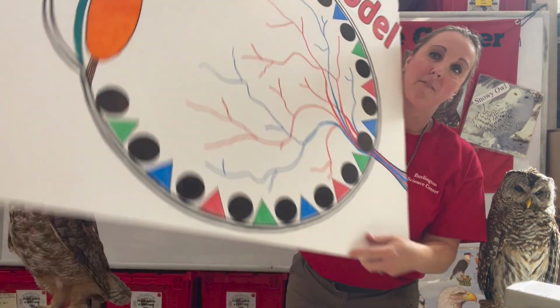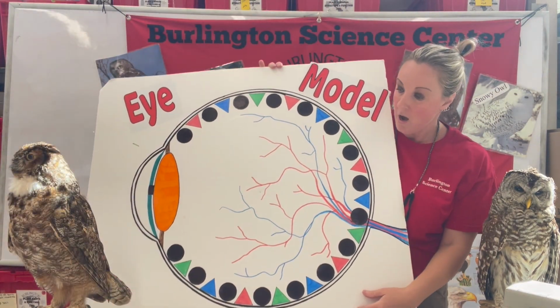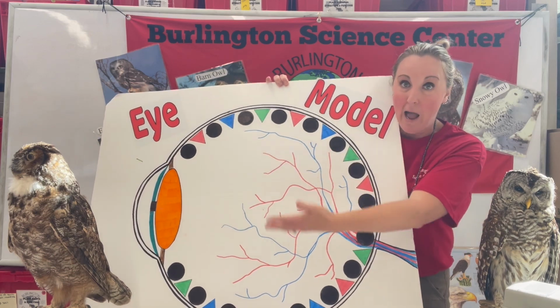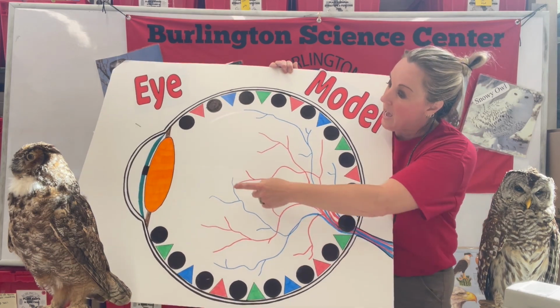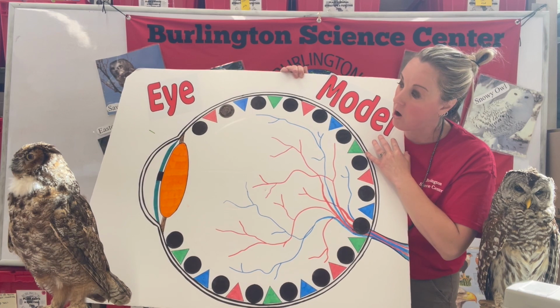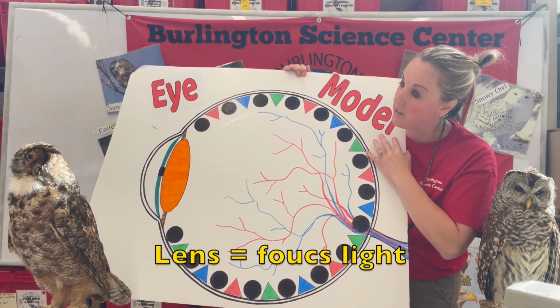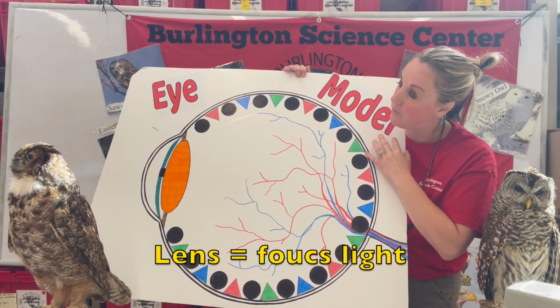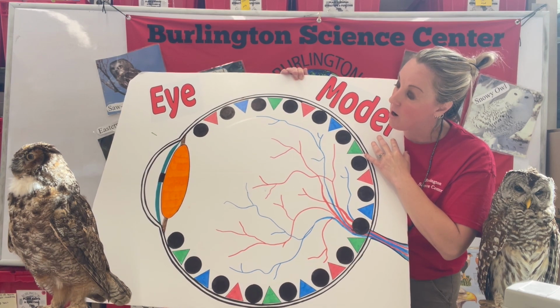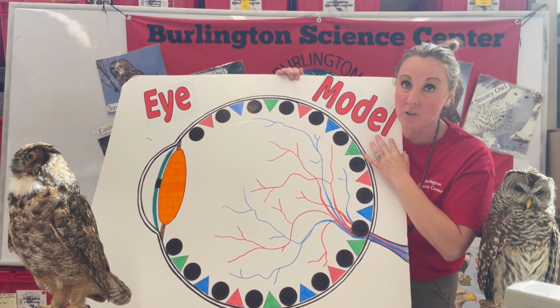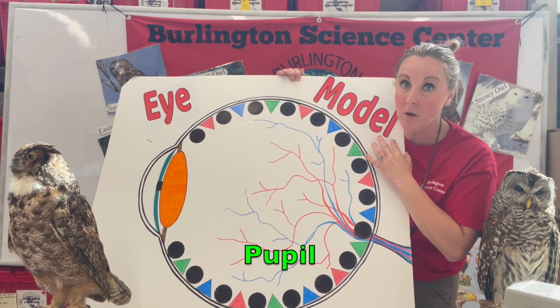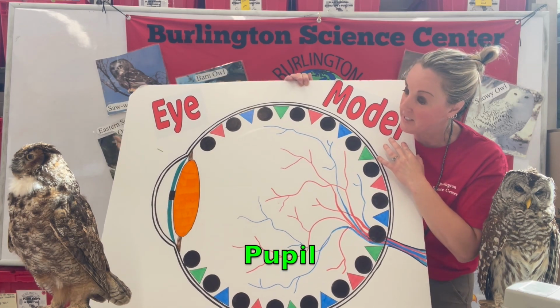So here we have our eye. Our eyes are kind of round shaped. We have the orange thing in the front. It's called the lens, and the lens helps focus. We have color to our eyes and a dark circle in the center, which is our pupil. Pupil controls the amount of light.